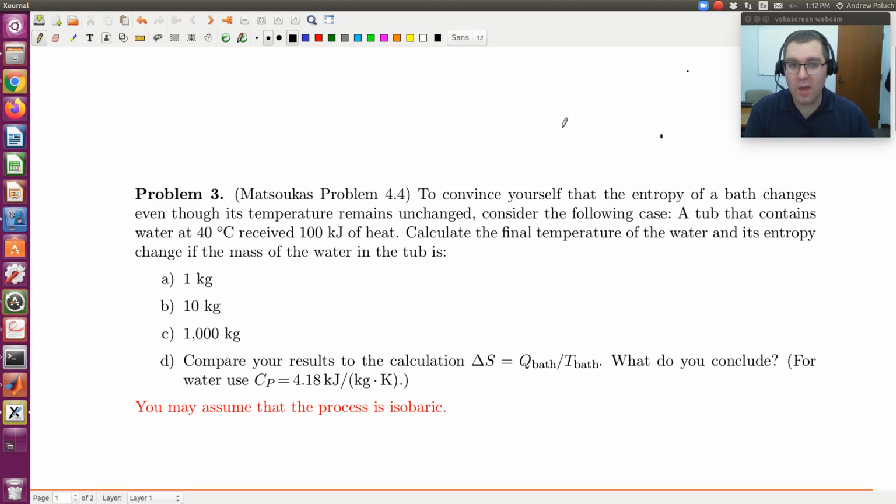All right, let's take a look at problem 3. To convince yourself that the entropy of a bath changes even though its temperature remains unchanged, consider the following case. A tub that contains water at 40 degrees C receives 100 kilojoules of heat. Calculate the final temperature of the water and its entropy change if the mass of the water in the tub is 1 kilogram, 10 kilograms, and 1,000 kilograms. Compare your result to the calculation of delta S is Q bath divided by T bath.